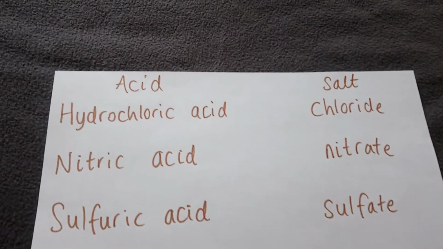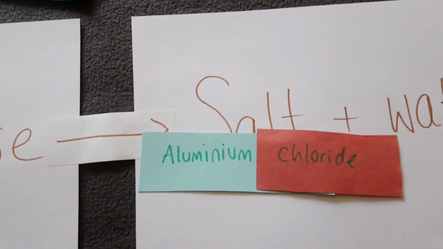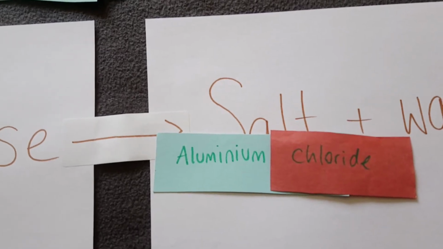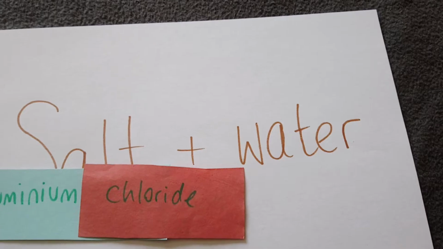Remember that hydrochloric acid always forms a chloride salt. We had our hydrochloric acid, it's reacted to form a chloride salt. And the leftover hydrogen and oxygen react to form water.